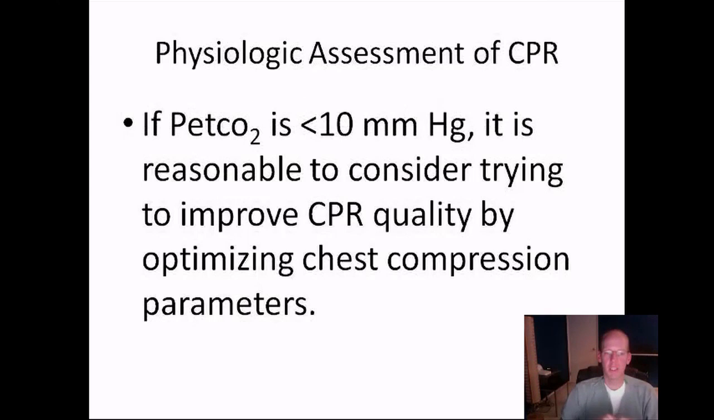So this is once again level 1, new 2010 guidelines. If your end-tidal CO2 is less than 10, it is reasonable to consider trying to improve CPR quality by optimizing chest compression parameters, meaning change compressors, push harder, make sure you're going at the appropriate rate, or using a vasopressor such as epinephrine or vasopressin.